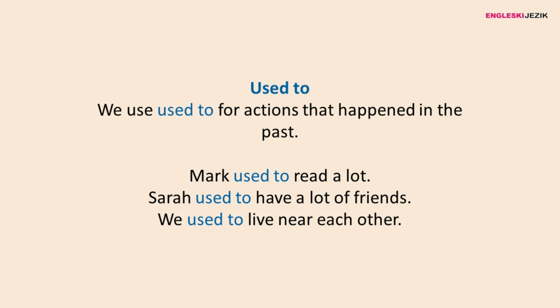Used to. So for example, Mark used to read a lot. Because this action occurred in the past, we know that it also was completed in the past. So Mark used to read a lot, but now he doesn't. Sarah used to have a lot of friends. She used to have a lot of friends before, but now she doesn't.